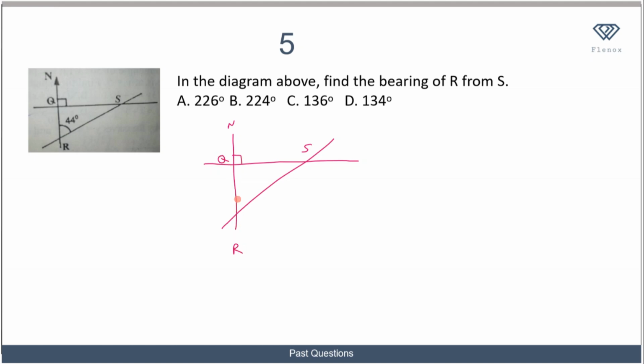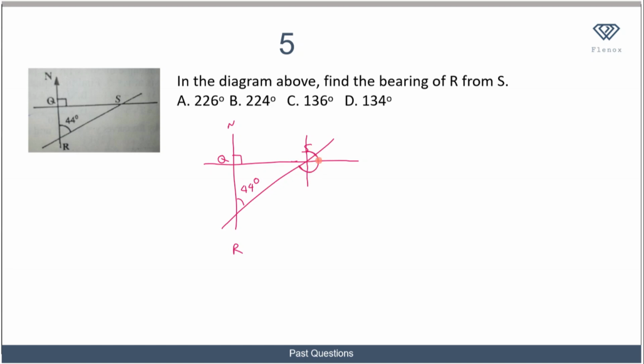And we're told that the angle here is what? 44 degrees. Now the question asks us, so at this point S, I can draw my cardinal point over here. So the question asks me to find the bearing of R from S. So this is the line that connects R to S. So the bearing of R from S will be the angle that measures from this point over here to where it touches the line over here.